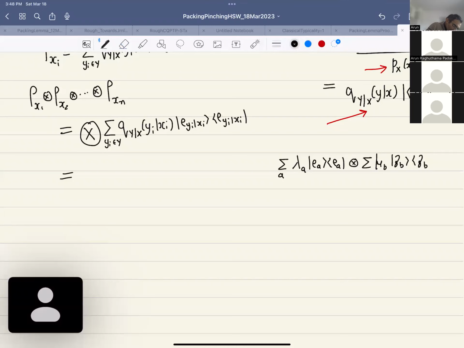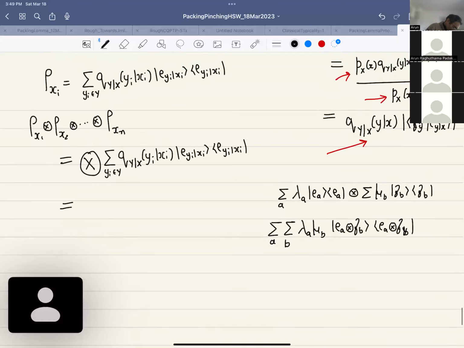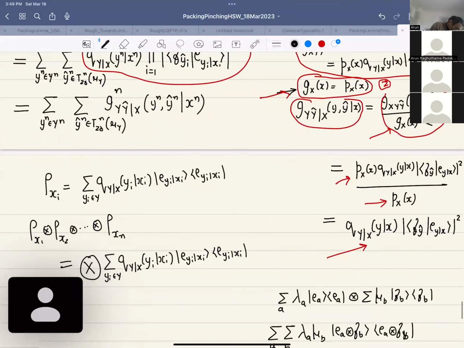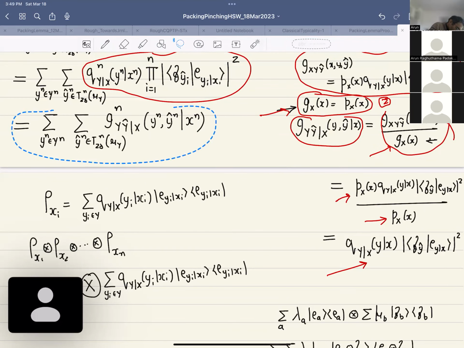So if I do this, essentially I'm going to get a b lambda a mu b, ea tensor fb. That's exactly what I've done there. Yeah, I got it now. Okay, got it. Cool. So I'll continue. Is this okay? Let me know if there are any other questions. I'll just go and ensure that everything is correct.